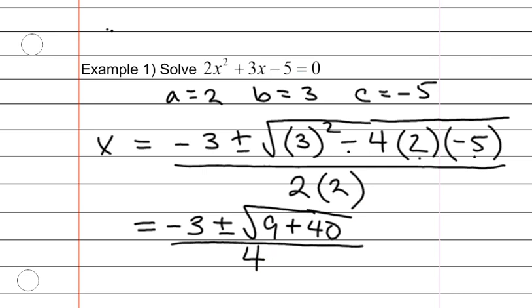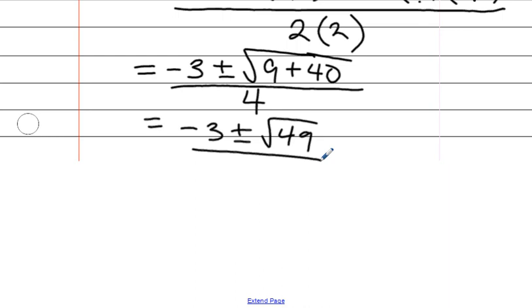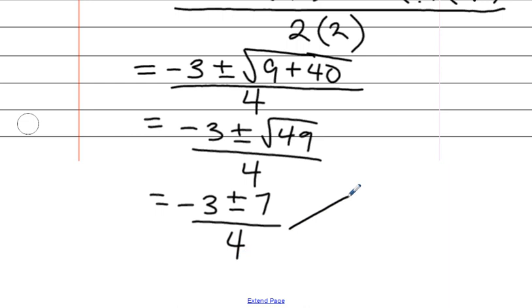Keep going, and now you can see that inside our square root we have 49, and the square root of 49 is 7. So we have negative 3 plus or minus 7, all over 4. This plus or minus is where you get the 2 answers, since typically when we are factoring, remember we have 2 answers most of the time. From here you would say I have one answer that would be negative 3 plus 7 over 4, and I have another answer that would be negative 3 minus 7 over 4.